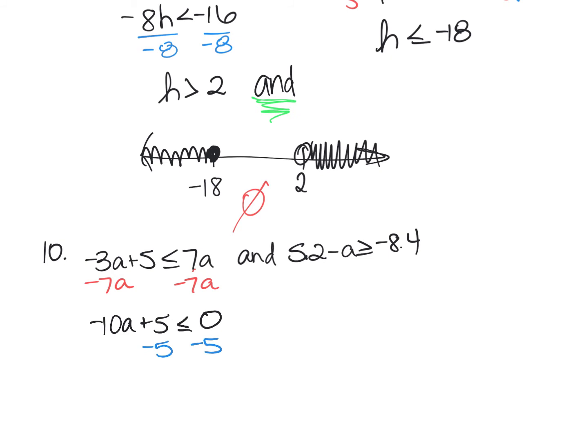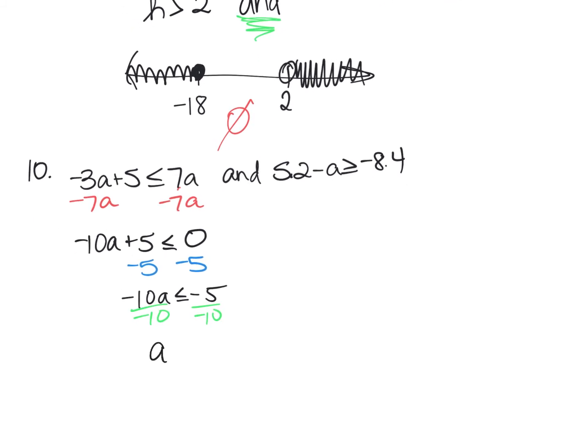Okay. So we're going to subtract 5, negative 10a is less than or equal to negative 5. Divide by negative 10. And a is greater than or equal to, it has to flip because I'm dividing by a negative. You can't actually see that green. That's why I usually change it to pink and purple.